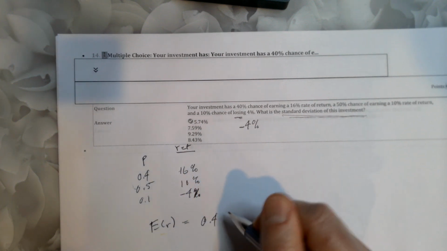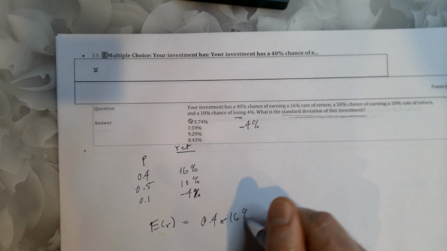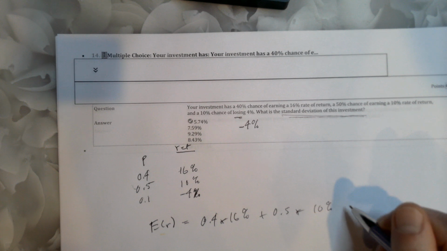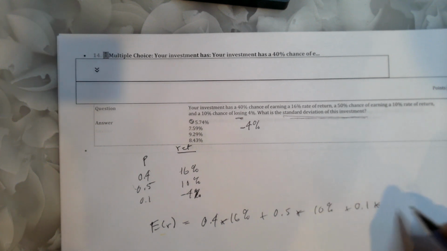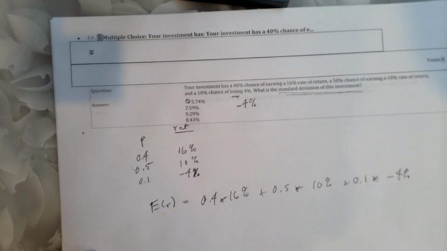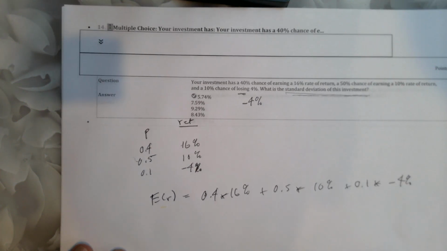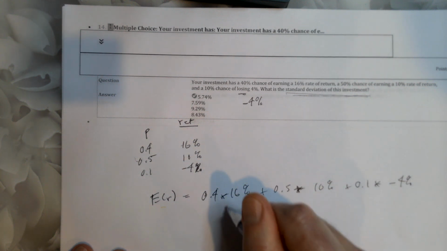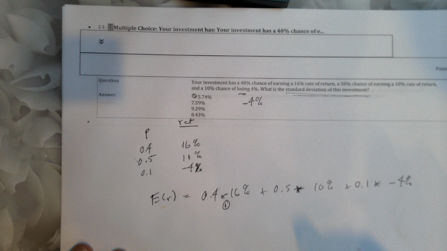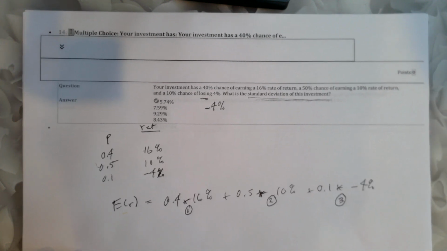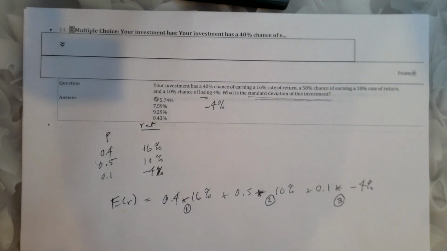It's just 0.4 times 16% plus 0.5 times 10% plus 0.1 times negative 4%. Got to remember that negative. Now, most people will screw this up getting in the calculator, and they'll screw it up based on order of operation. So here's what we're going to do. We're going to do this math, we're going to store it in location 1. We're going to do this math, we're going to store it in location 2. We're going to do this math, and we're going to store it in location 3. And then we're going to add them all together to get our expected return.